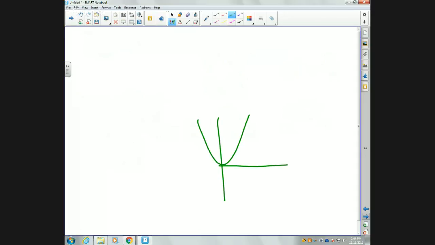Y equals x squared looks like this. What does the graph of the inverse look like? It looks like this. And I guess technically down here too, right? But if we do that, it's not a function anymore. What function is this? Yeah, it's the square root.